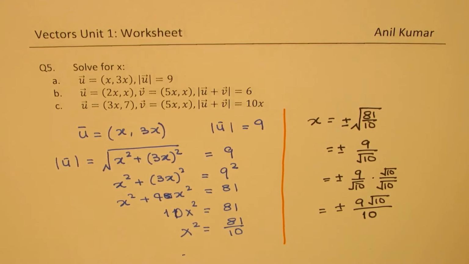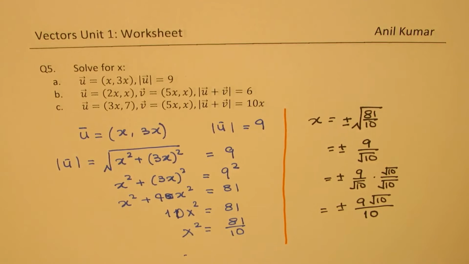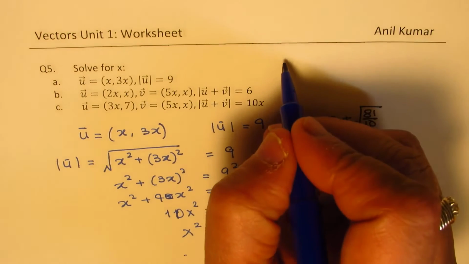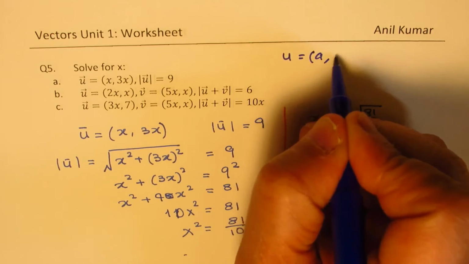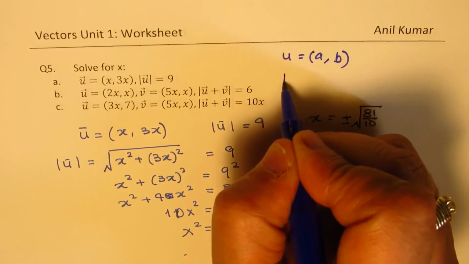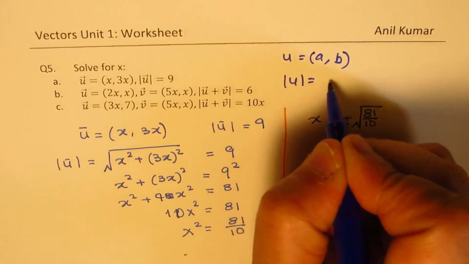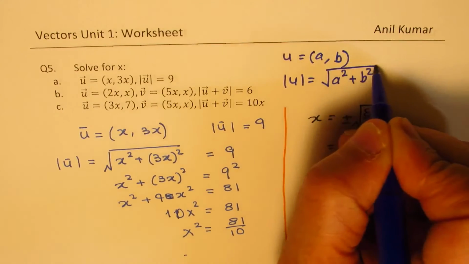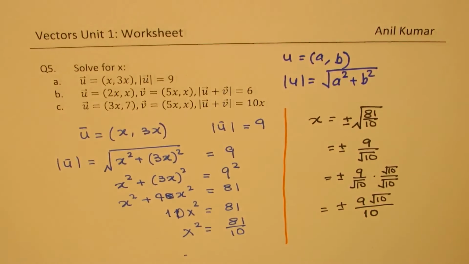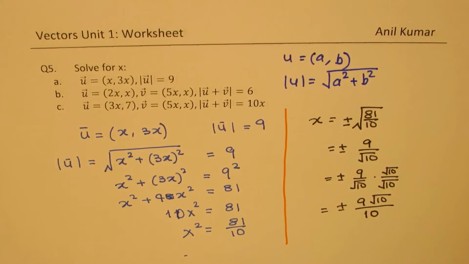I hope the steps are absolutely clear. The basic concept which we have used here is that if the vector u is (a, b), then the magnitude of vector u is square root of a squared plus b squared, correct? Now let's take up part B of this particular question.